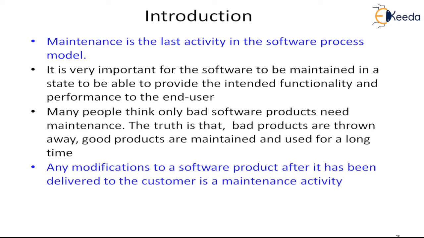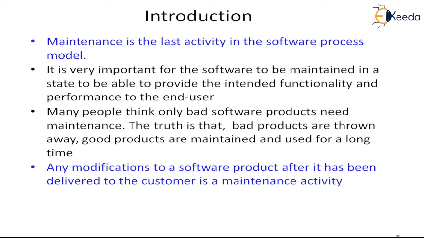So to introduce maintenance to all of you, maintenance is the last activity in the software process model. If you remember the process model which we started in the very beginning of this software course, after the construction or the implementation, which included the testing, the last one is to release the software and continue with the maintenance of the software.